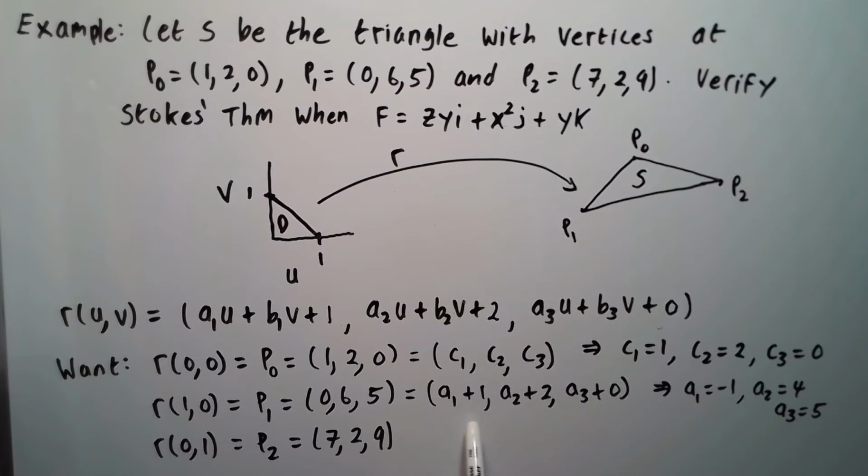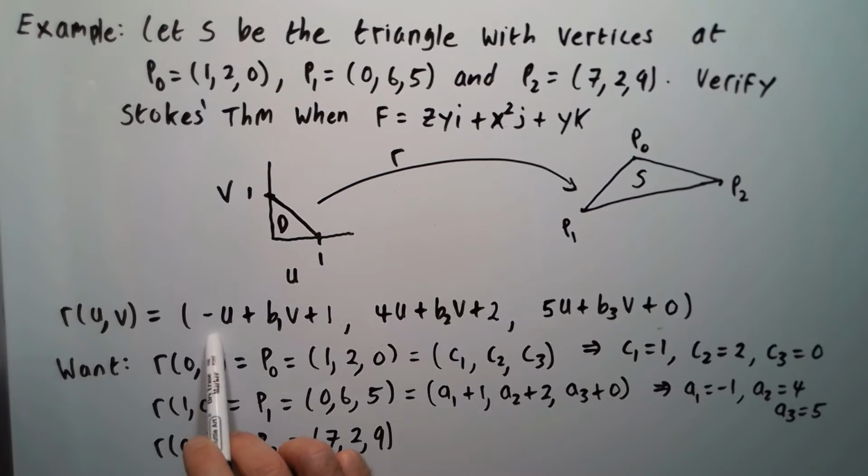So A1 plus 1 has to equal 0. Solving for that, A1 would have to be negative 1. And then A2 plus 2 has to equal 6, so solving for that, A2 would have to be 4. And then A3 would have to be 5. Okay, so let me replace those now up here. So I've replaced my A1, my A2, and my A3.